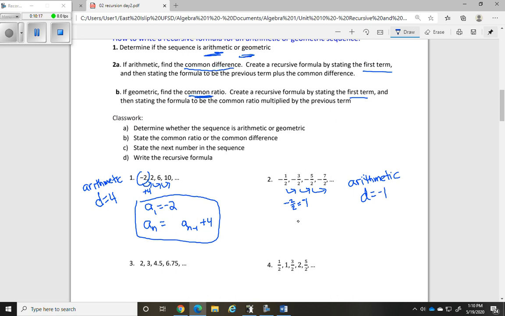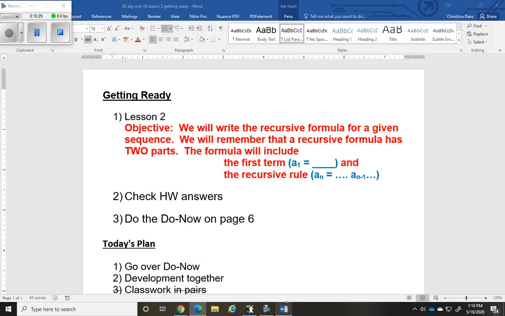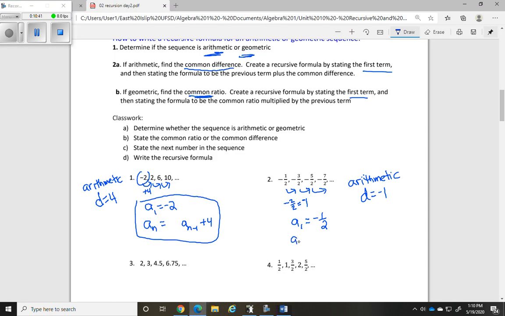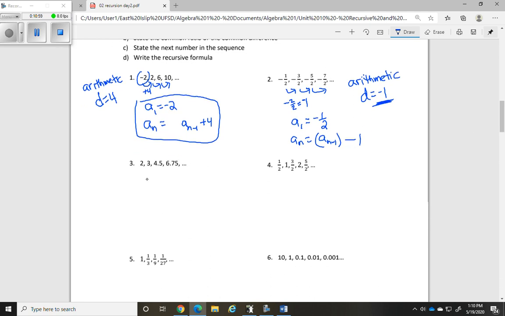If I write the recursive formula, the first part of it's easy. A sub 1 equals negative a half. The second part always starts off the way that my objective was written. I would always write the a sub n, and I would write the a sub n minus 1, and then decide what to do to it. So I have a sub n, and this is a sub n minus 1, and this is what I'm doing each time. So this, I subtract 1 from it. I didn't have to put that in parentheses. I just wanted to point out that that's the thing that I'm subtracting 1 from. You're allowed to put parentheses, but it's not necessary.